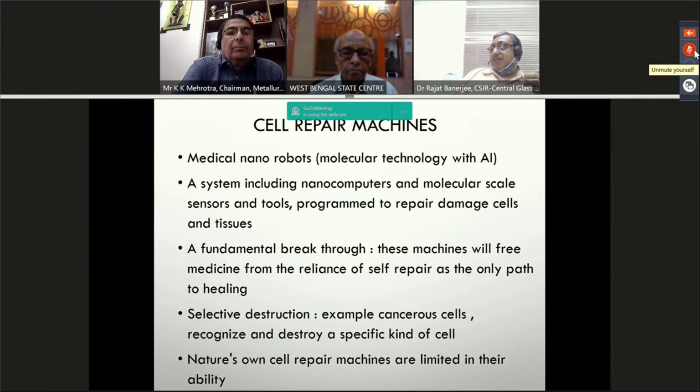The third is the cell repair machine, medical nanorobots with molecular technology and artificial intelligence. It has already come into the picture now. Ten years back, it was a concept, but now it has come into the picture. A system including nanocomputers and molecular-scale sensors and tools programmed to repair damaged cells and tissues. A fundamental breakthrough, this machine will free medicine from reliance on self-repair as the only path to healing. Selective destruction, for example, cancerous cells: recognize and destroy a specific kind of cell. Nature's own cell repair machines are limited in their ability.